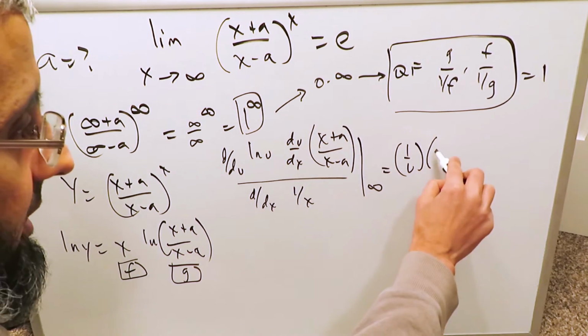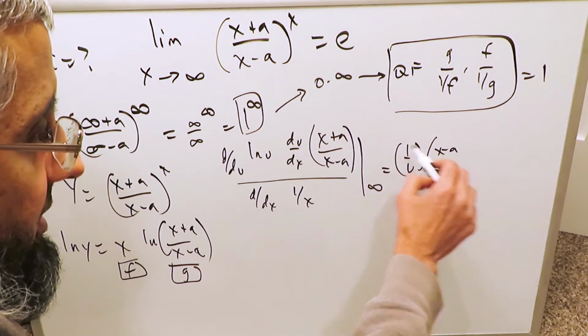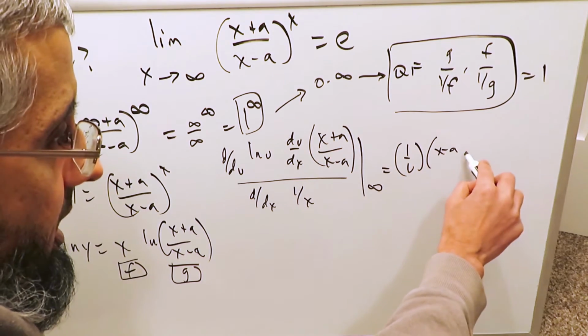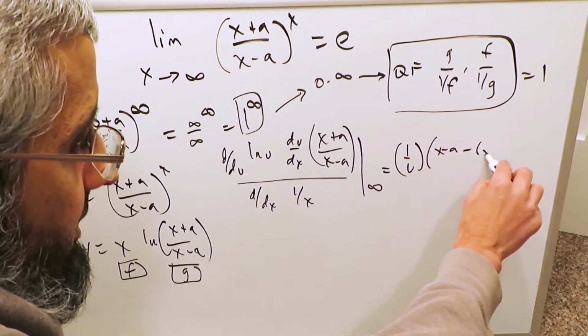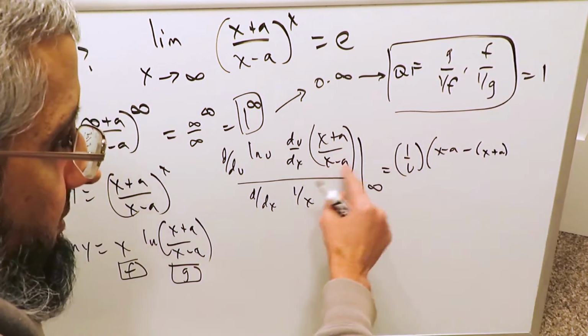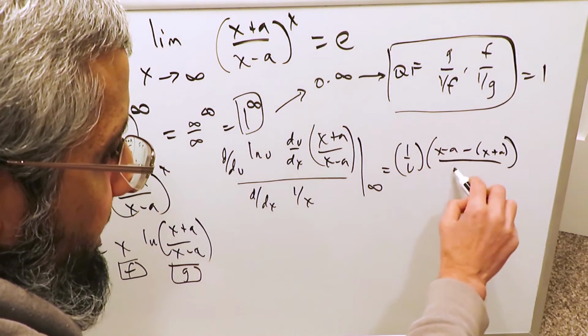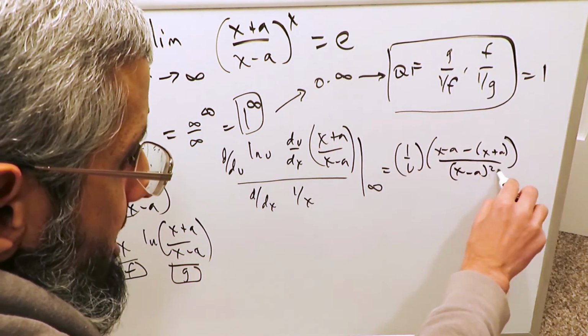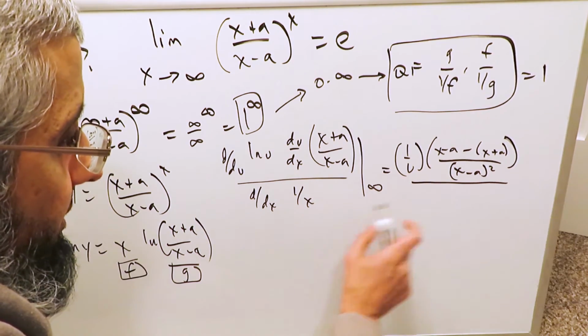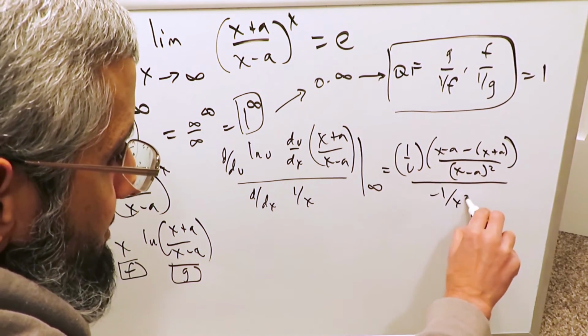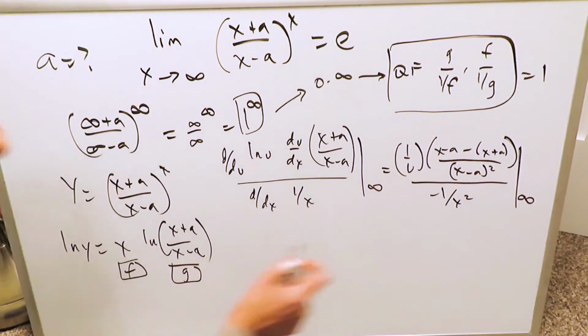You can literally do it in your head. You'll have the g function times the derivative of the f function, which is 1, minus the f function times the derivative of the g function, which is 1. I don't have to even write that. Divided by the g function squared, all over the derivative of this, which is minus 1 over x squared, and you'd evaluate it at infinity.